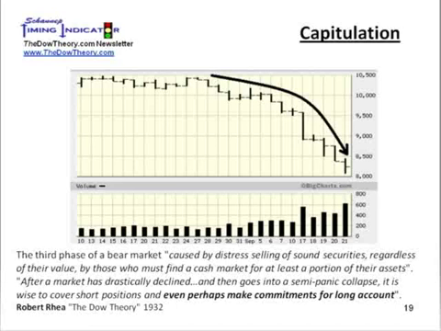The third phase of a bear market caused by distressed selling of sound securities, regardless of their value, by those who must find a cash market for at least a portion of their assets, after a market has drastically declined and then goes into a semi-panic collapse, it is wise to cover short positions. Well, I might add that it would be wise if you'd been short. And then he goes on to say, and even perhaps make commitments for long account. But unfortunately, that was not incorporated into Dow's theory.